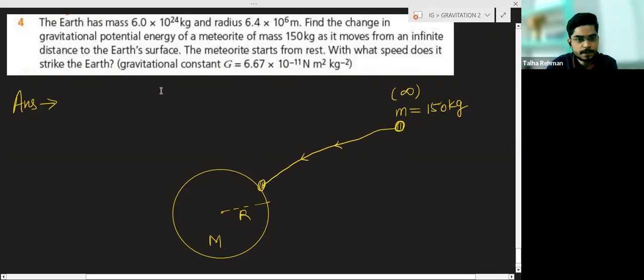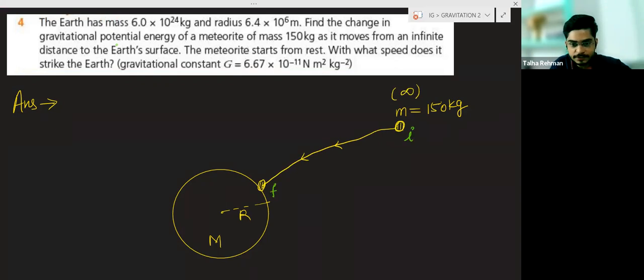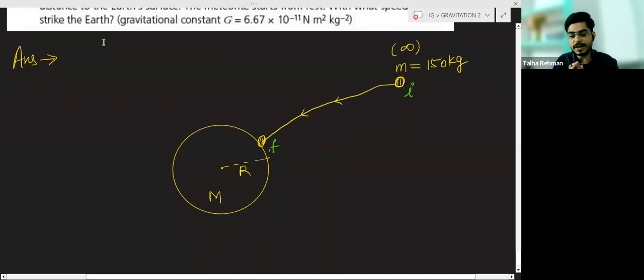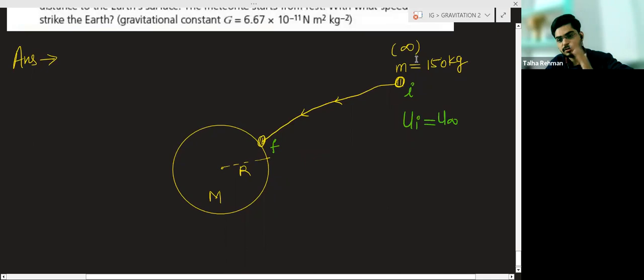They are asking, first, what is the change in the potential energy. So basically this will be the initial position of the meteorite, and the Earth's surface will be the final position. So we will find first the initial potential energy and after that the final potential energy. I told you at infinity the potential energy of every system is zero. Initially the meteorite is at infinity, so the potential energy at infinity is zero.